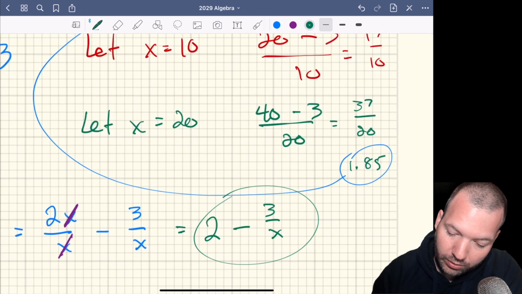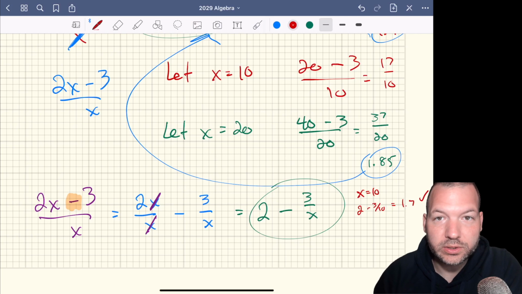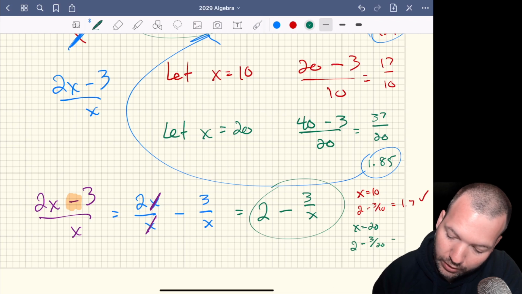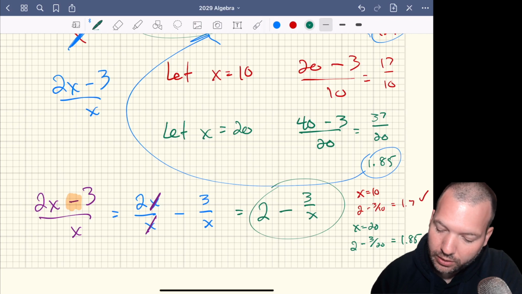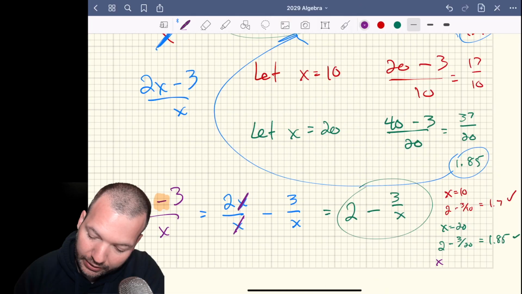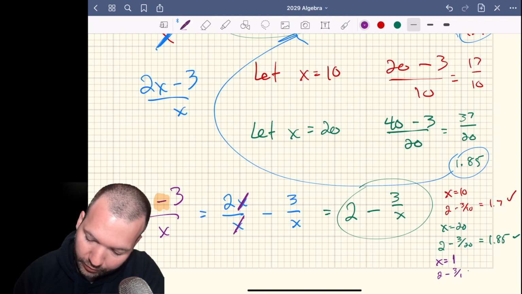And so now, when x equals 10, this expression turns into 2 minus 3/10, which is indeed 1.7, just like we saw a second ago. When x equals 20, this becomes 2 minus 3 over 20, which again is going to be 1.85, just like we saw a moment ago. Or like I said, this can actually equal -1 if we let x equal, what did we say, 1, because this turns into 2 minus 3 over 1, which is indeed -1.